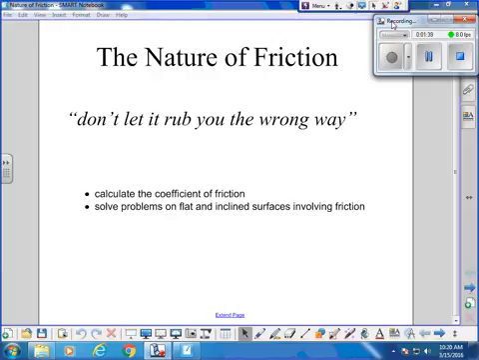Okay, so we're going to calculate the coefficient of friction. We're going to solve problems on flat and inclined surfaces involving friction. You'll probably get a bit of a work period tomorrow because I've given you quite a bit of stuff to work on.